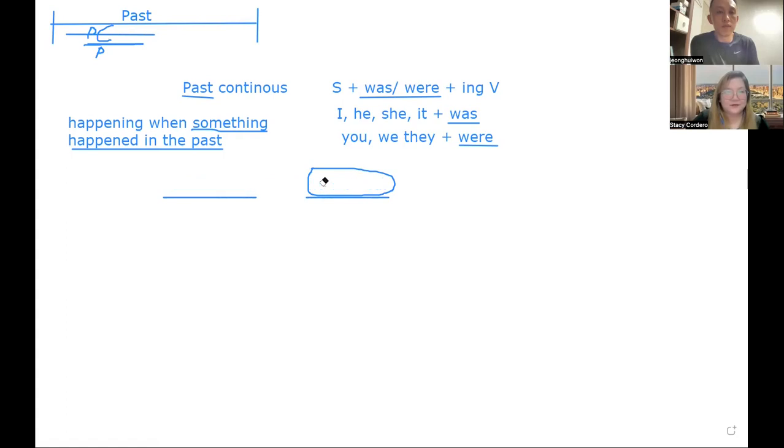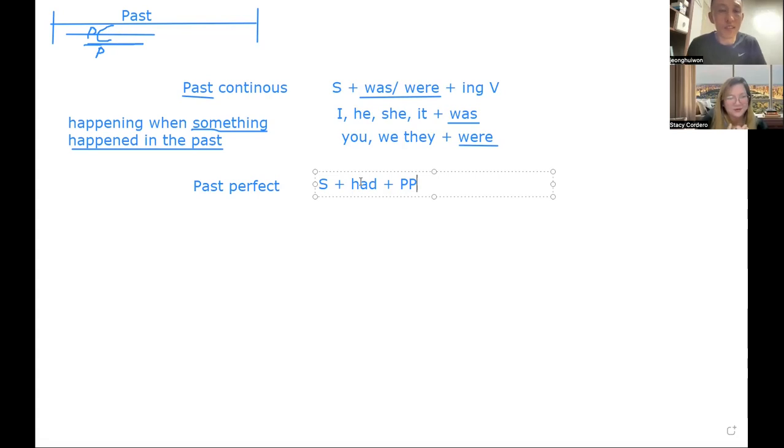Okay, let me just erase this one. The next past tense that we will be talking about is past perfect. And then the sentence pattern for this will be, do you remember the perfect tense, Mr. Zhong? Yes. What is present perfect again? I'm sorry if I kept on asking, but this will help us remember it more, okay?